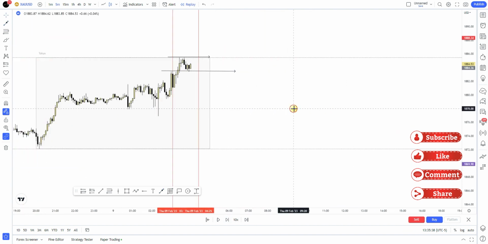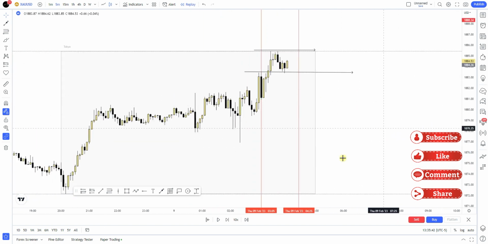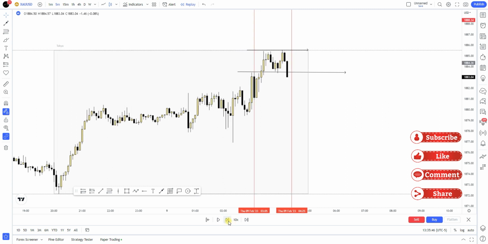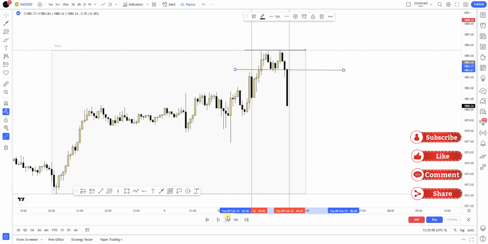And I guess I should have been making this a little bit bigger because when it's squished up like that, you guys can't see. All right, so let's make it like this. Let's just hit play. All right. So right there, that wasn't a break. So no, we're looking for a close below that level, right? We have liquidity up here. So let's hit play again.